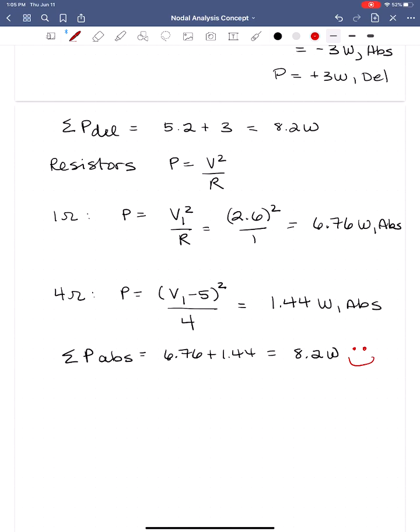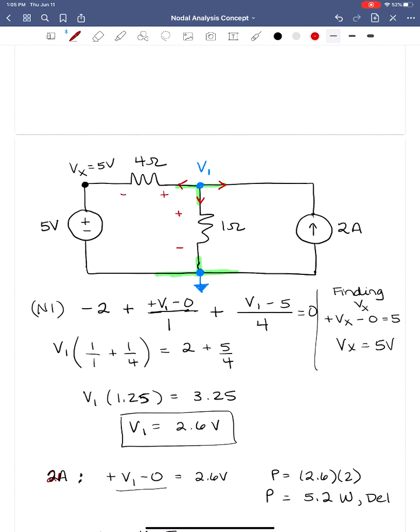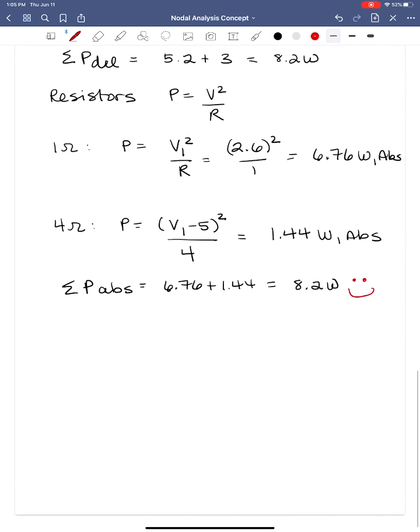Okay. Let's work a little bit less trivial of a problem. What happens if you have more than just one node voltage variable? Here we had 1, so this was pretty simple. What happens if you have 2? And I'm going to move to a new page to do this.